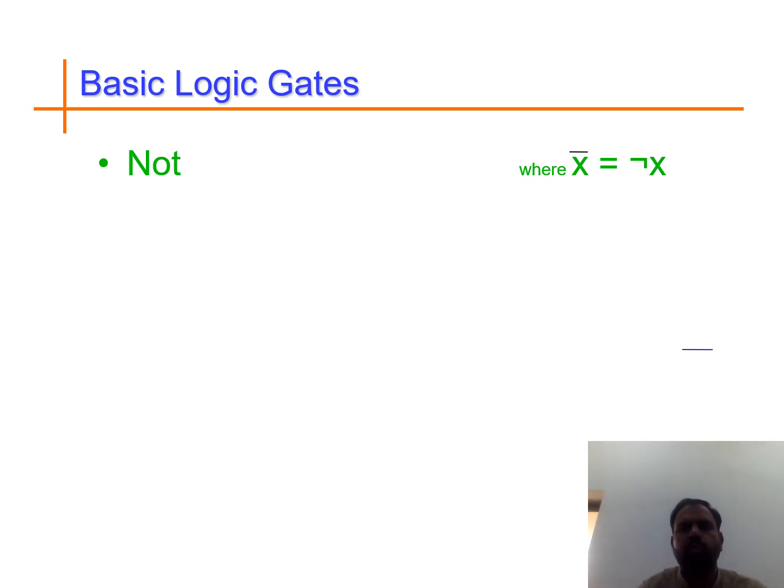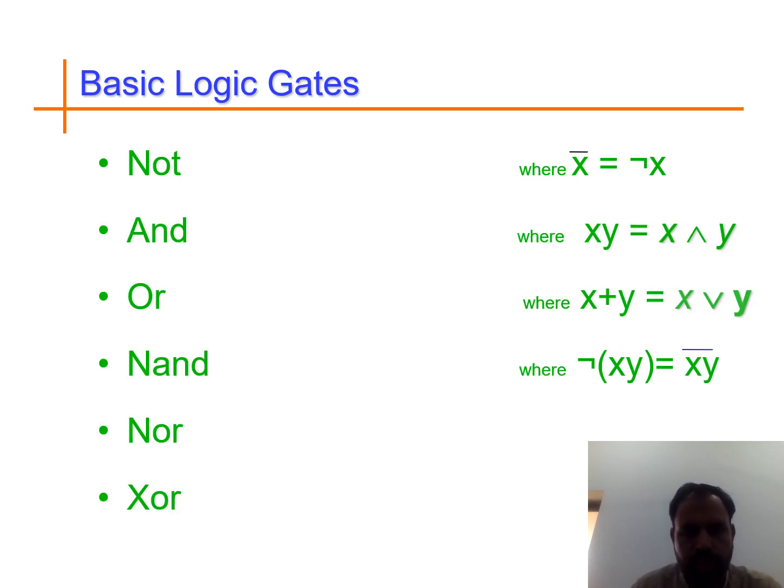NOT, where x bar means negation of x; AND, where xy is x and y; OR, where x plus y is x or y; NAND, where negation of xy is xy bar. This is the representation. NOR, XOR.